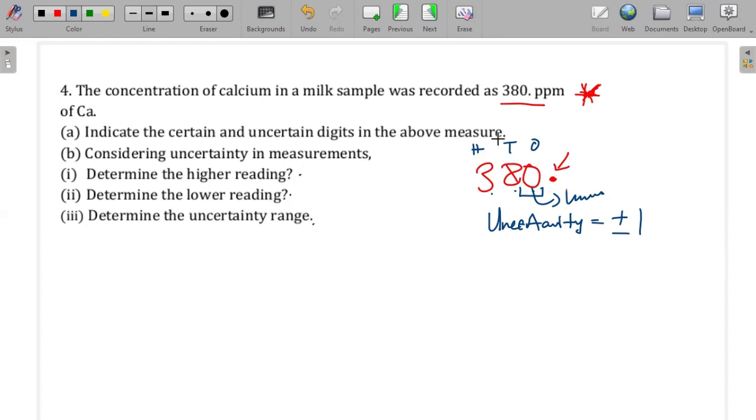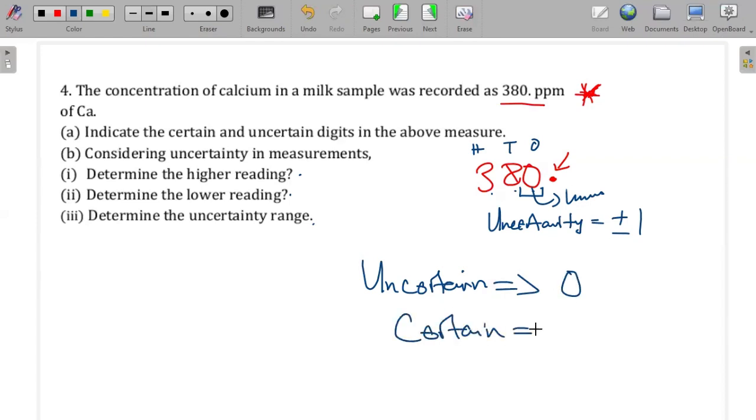But there are also these questions here. So the first one, they say indicate the certain and the uncertain digit in the measurement above. Okay, so the uncertain is the 0 because it's the last significant figure there. So the uncertain is the 0, and then the certain digits, okay, the certain digits will be 3, 8. So the 3 and 8, they are certain, and then the 0 is not certain. So it's uncertain.